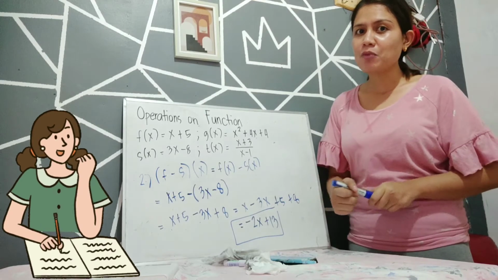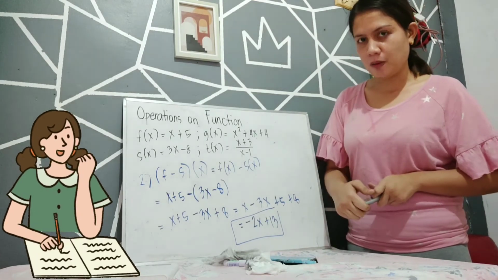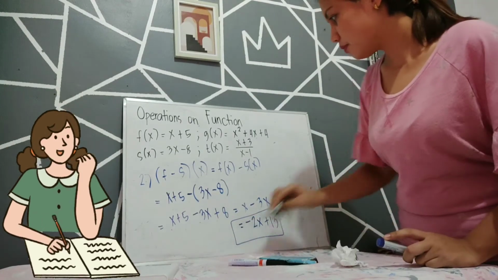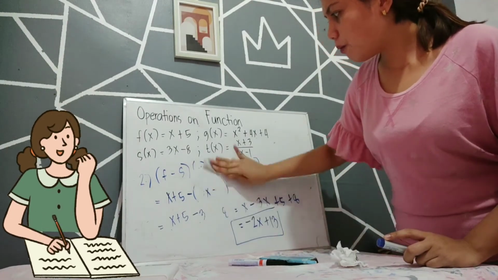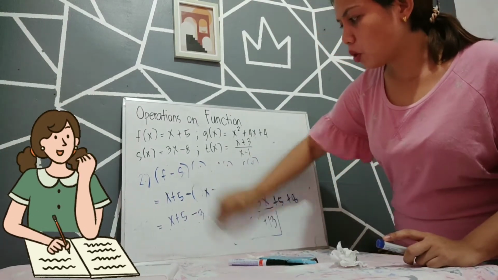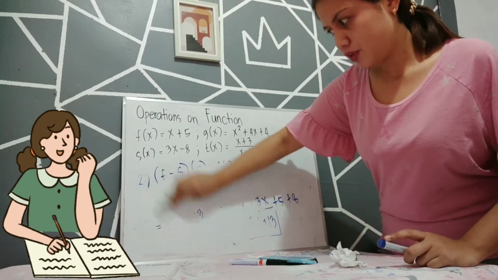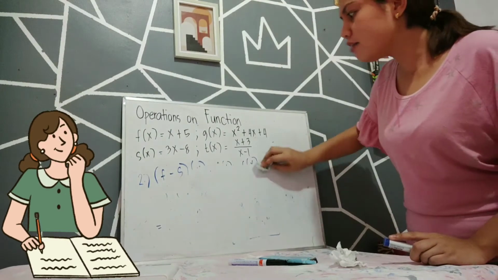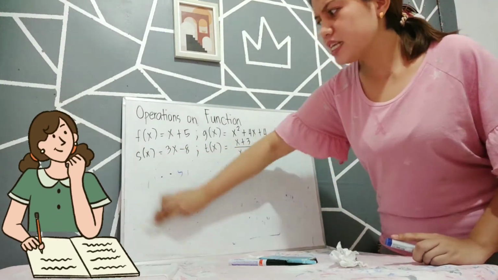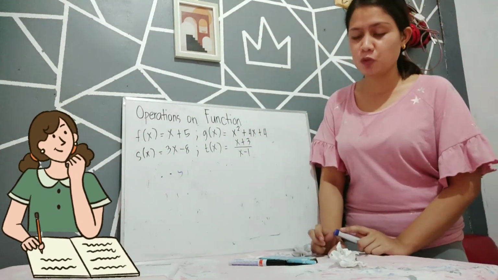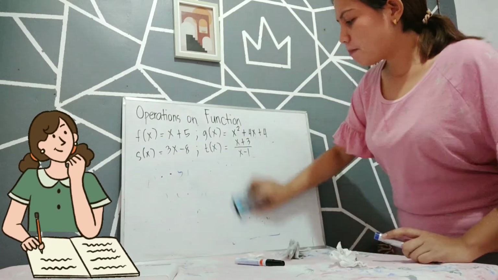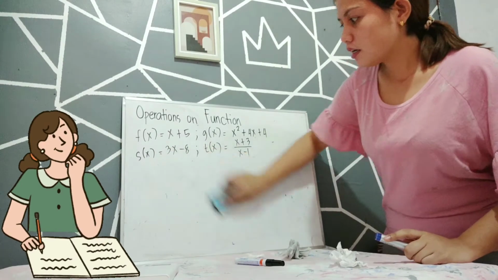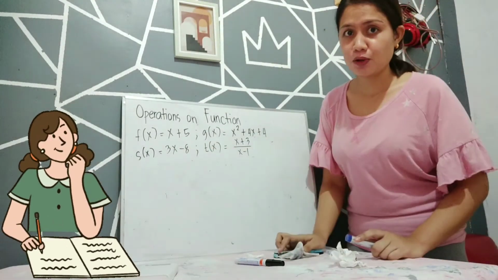Our second example involves subtraction. Okay, let's have another example. How about if we multiply functions? As you have noticed, class, when we subtract or when we add functions, it's just the same as when we add or subtract a constant. But the difference is, here, it involves a function.